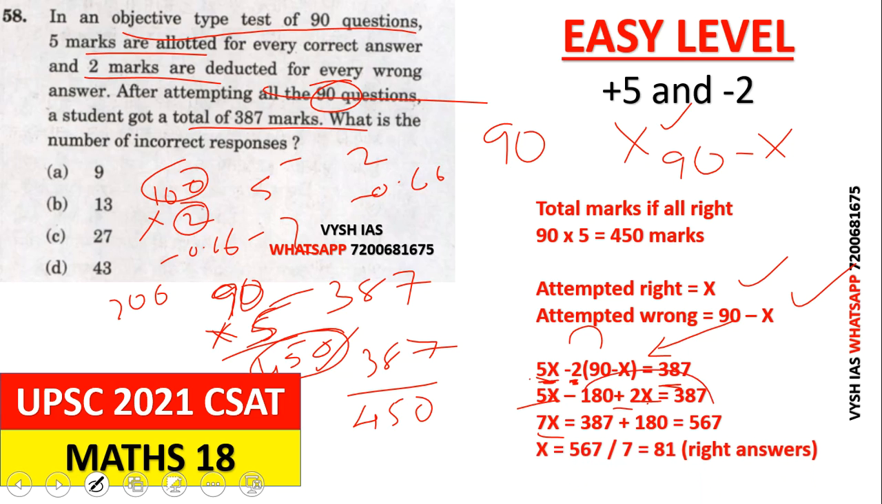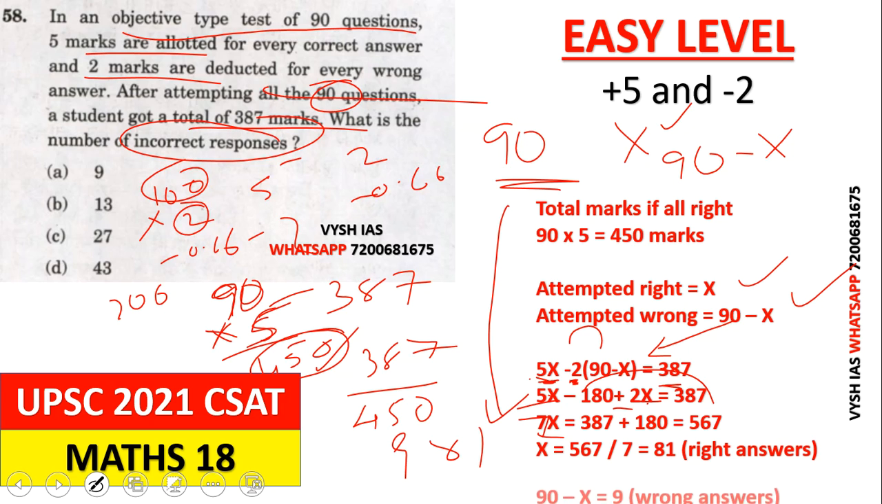And X, you have to divide by 7. X is equal to this one. So 81 right answers he did. But the question is, how many incorrect? Total 90 questions. 81 he did correct. So wrong is 9. You got the answer.